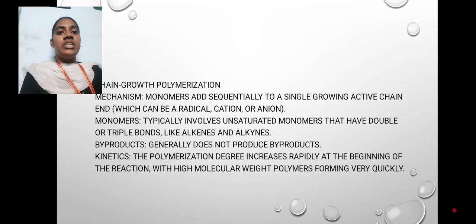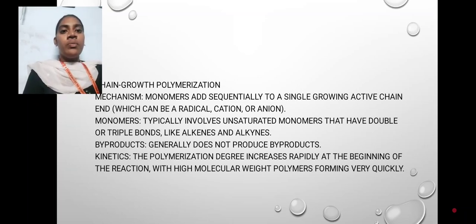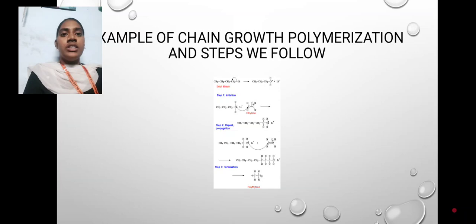Mechanism of chain growth polymerization. Monomers add sequentially to a single growing active chain at the end of the chain, which can be a radical or cation or anion. Monomers typically are unsaturated monomers that have a double bond or triple bond, like alkenes and alkynes, involved in chain growth polymerization. No byproducts are formed in this polymerization. Kinetics: the degree of polymerization increases rapidly at the end of the reaction. With high molecular weight, polymers form very quickly in this polymerization.